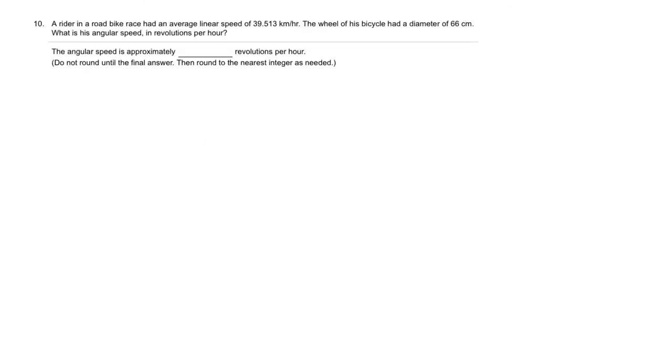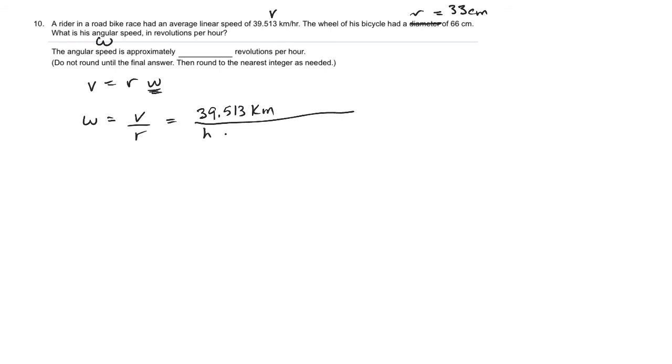All right, last question. Rider, bike race, average speed 39.513, wheel diameter, radius is half of that, 33 centimeters. What's his angular speed? So they're going for this. And they tell me the velocity. So again, I'm using this formula, but I'm looking for this. So it would be angular speed is equal to velocity divided by the radius. So the velocity, 39.513 kilometers per hour, and the radius is 33 centimeters.